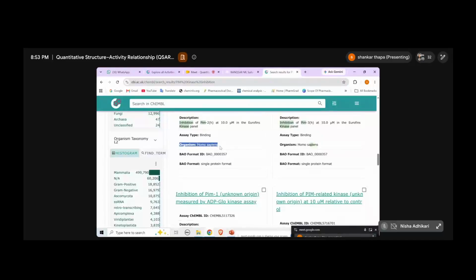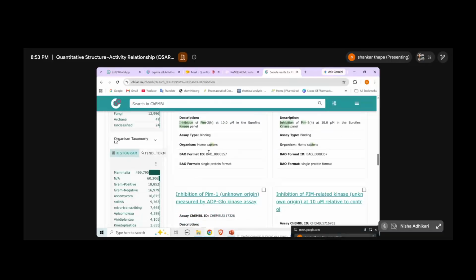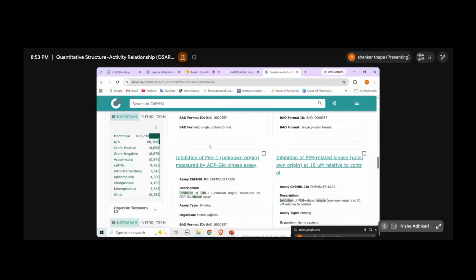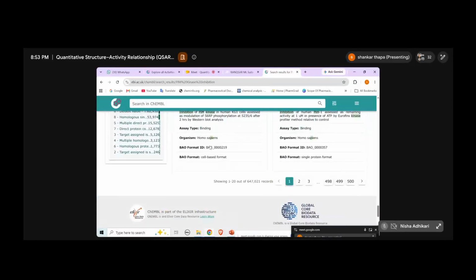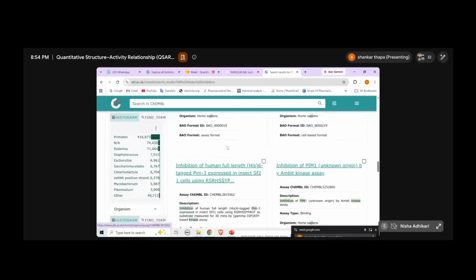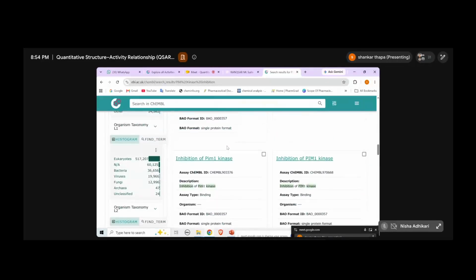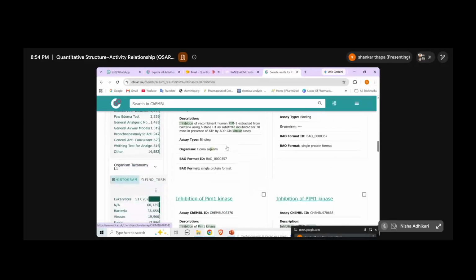Another thing: sometimes it will show how many compounds they have tested in this particular assay. That is also a consideration. You can scroll down, so many things are there. You can go to the next page. In that way, plenty of resources are available.